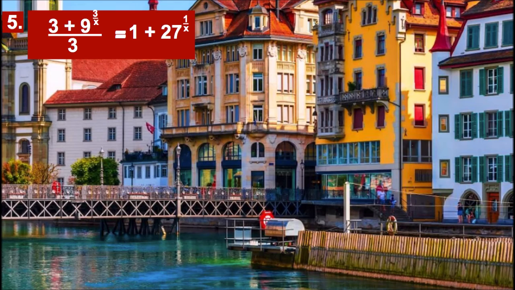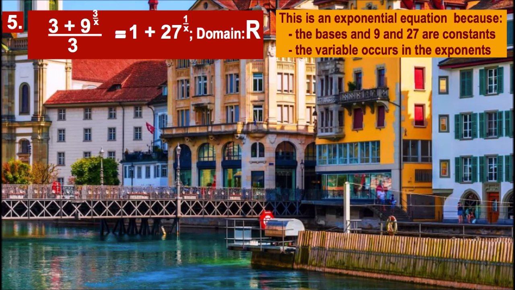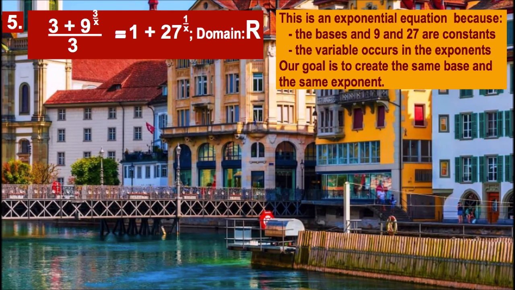3 plus 9 raised to the power 3 over x, everything over 3, equals 1 plus 27 raised to the power 1 over x. Domain, set of real numbers. So this is an exponential equation because the bases 9 and 27 are constants, and the variable occurs in the exponents. So our goal here is to create the same base and the same exponent.